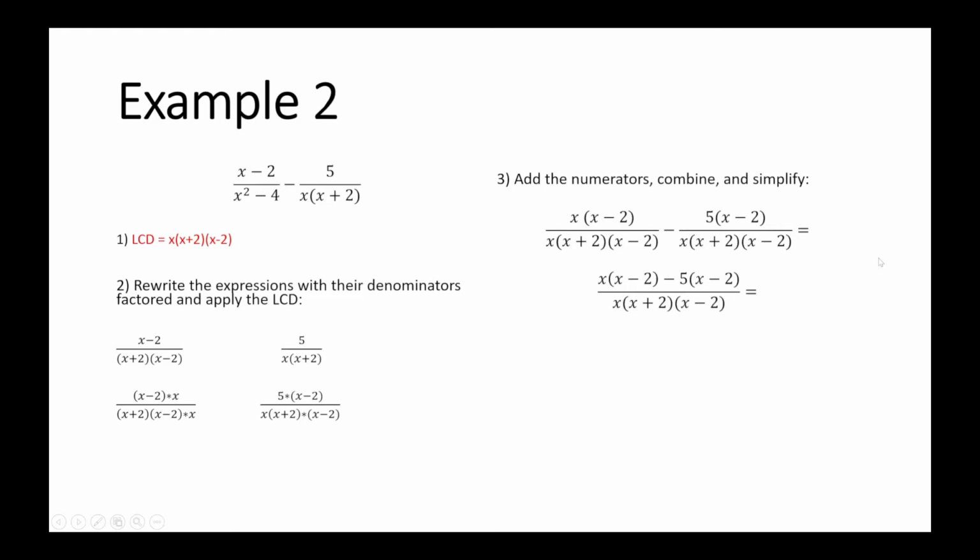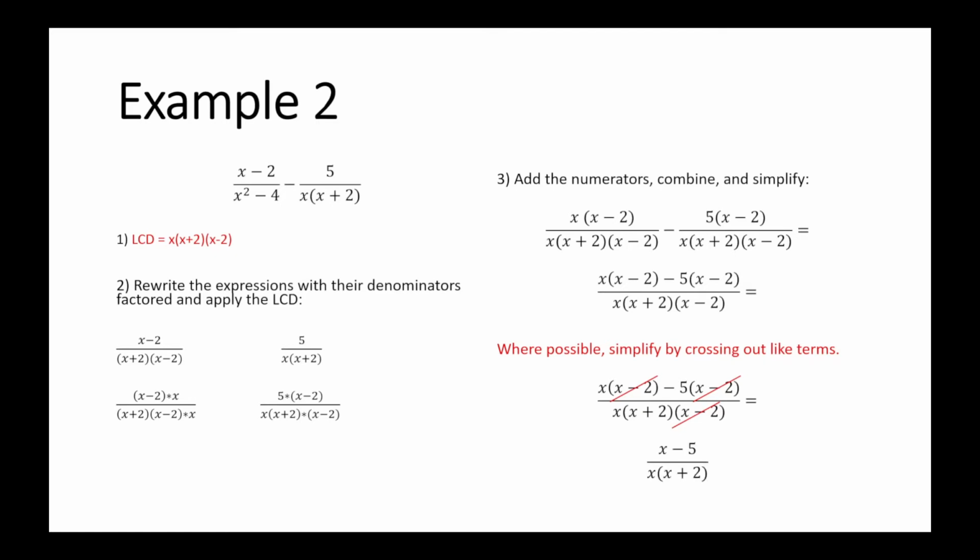Therefore, in this particular case, rather than distribute out the numerator, we can forego that step, and instead we can cross out like terms, just like this. When we cross all of those out, and the only reason that we can do so is because each of the terms in the numerator and the denominator has this x minus 2, we end up with x minus 5 divided by x times x plus 2. This is our answer, our simplest answer.